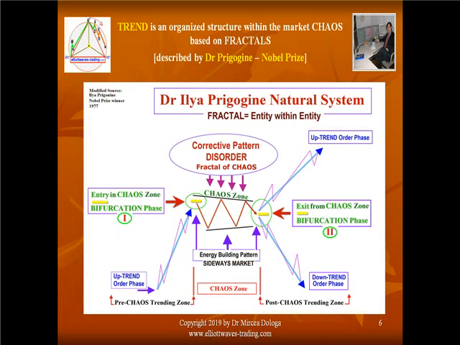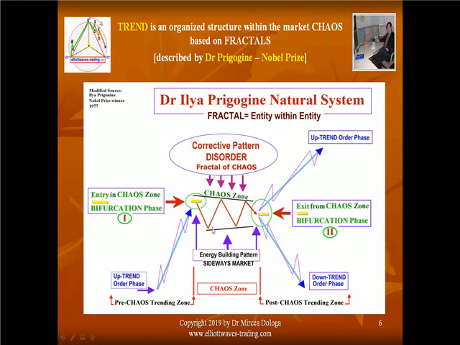Trend is an organized structure within the market chaos based on fractals. This was first described by Dr. Prigogine, Nobel Prize in 1977. If we take a look at this drawing, we see 3 parts: on the left, in the middle, and on the right. The left side describes the uptrend order phase. Take a look at the lower left corner. And this will enter the chaos zone, and it's called the bifurcation phase 1.